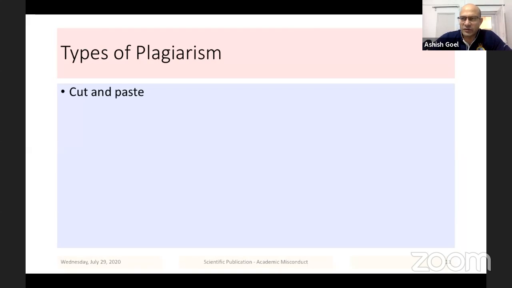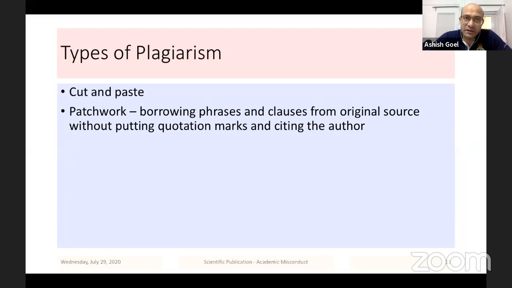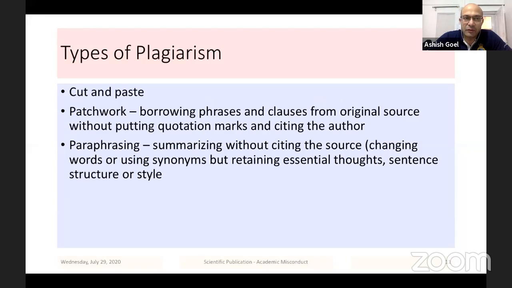There are different kinds of plagiarism. The most common mistake that we all commit is cut and paste. There's something called patchwork, where you borrow phrases and clauses from the original source, and without putting them into quotation marks or citing the other author, pass it off as your own work. Then people fall for paraphrasing, where you summarize without citing the source. You just change one word here and there using synonyms, but retain the essential thoughts, sentence, structure, or style. Most of the time, this is unintentional. So all these things could be done unintentionally.